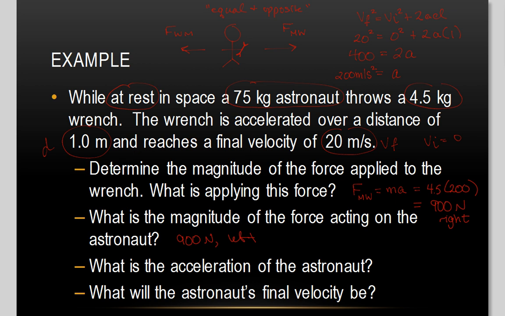Good. So now you have negative 900 newtons equal to ma. M is 75. Divide out the 75 and you solve for a. You get negative 12 meters per second squared. So he accelerates 12 meters per second squared to the left. It's okay, it's just a graphing calculator, I don't even need it.